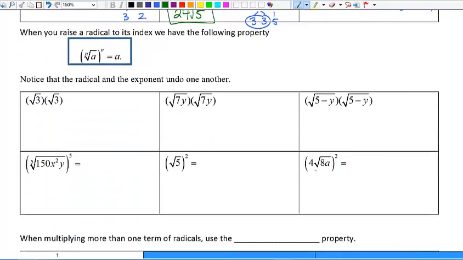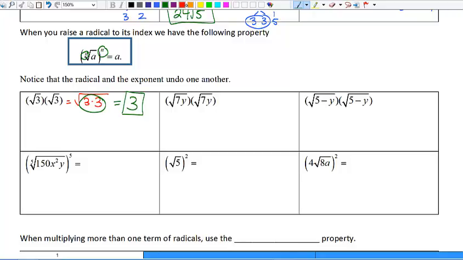So when you raise a radical to its index, we have the following property. The nth root of a raised to the n is equal to a. That means if you're raising a radical to the same power as the index, the exponent and the index basically undo each other. So let's do this first problem. We have root 3 times root 3, which if you multiply the two insides, you get 3 times 3. Well, look at that. That's a group. A group of 2 gets to go out, and then you just have 3.